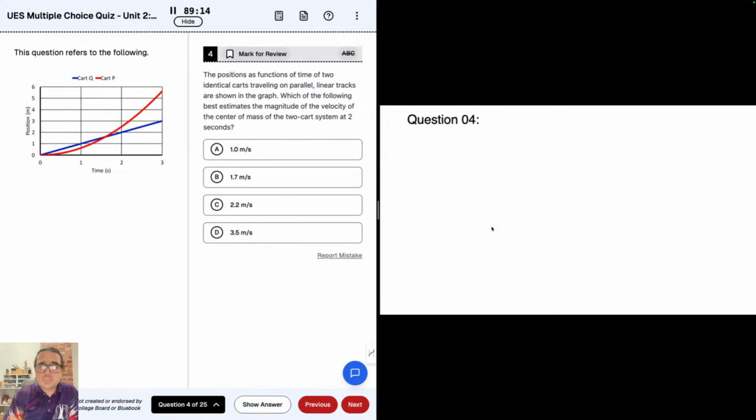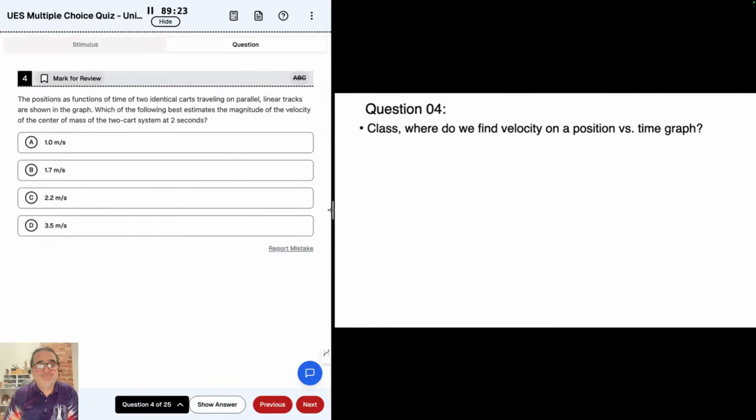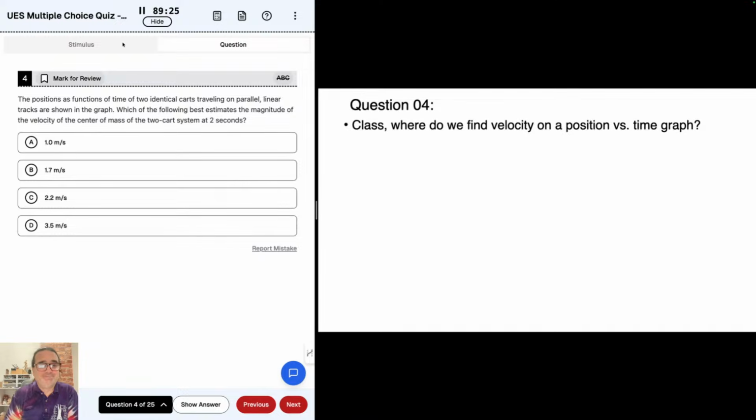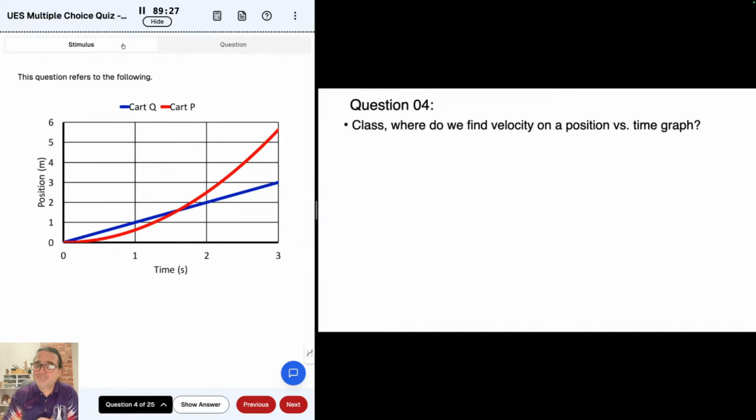All right. So class, where do we find velocity on a position versus time graph? It's a question for you. Looking for an answer in the chat.